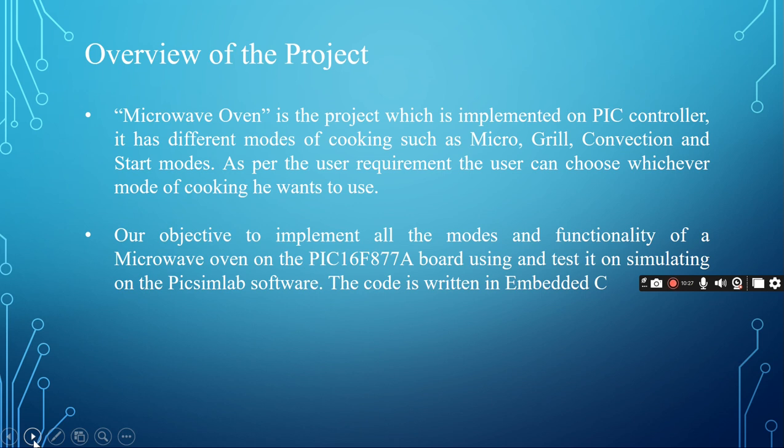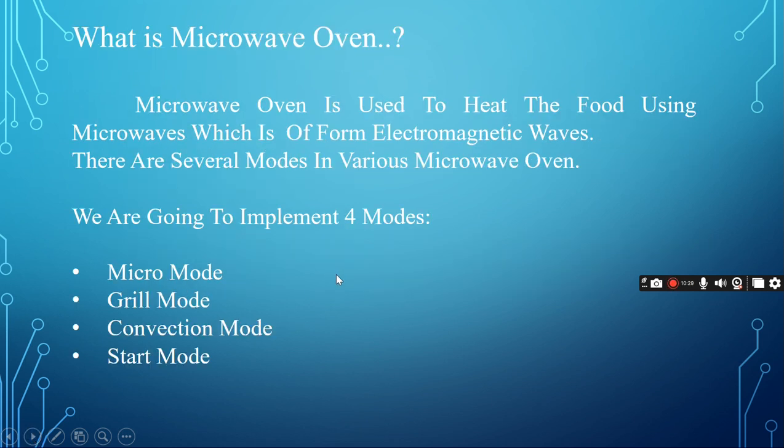And the next topic is: what is a microwave oven? A microwave oven is used to heat food using microwaves, which are a form of EM waves. EM waves means electromagnetic waves.